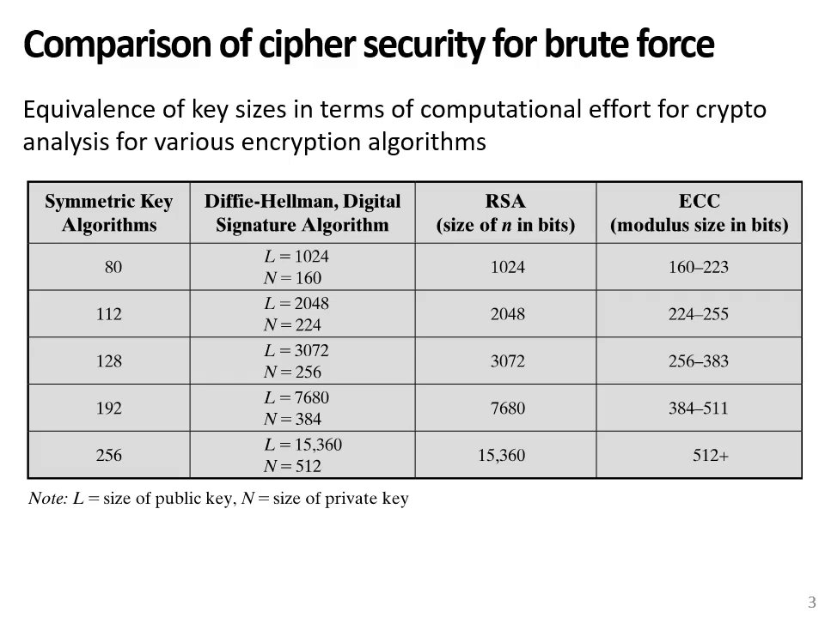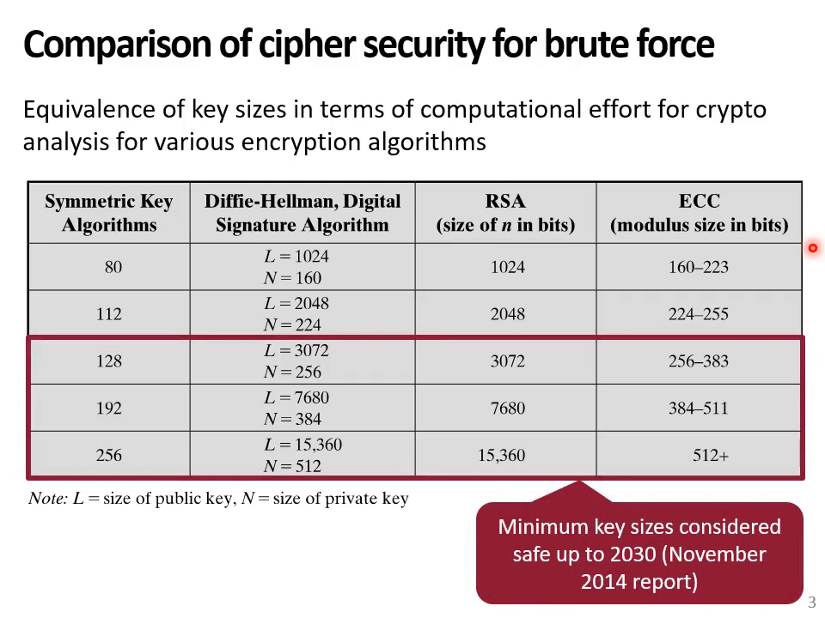So in the first column, you see the size of the key in bits using symmetric encryption. Second column, you see the size of the public and private key using Diffie-Hellman, which we will talk about in another lecture. Third column is the size in bits of n of RSA. And finally, the fourth column, you see the modulus size in bits in elliptic curve cryptography, which is a modern version of asymmetric encryption.